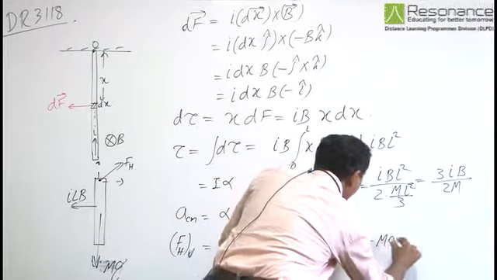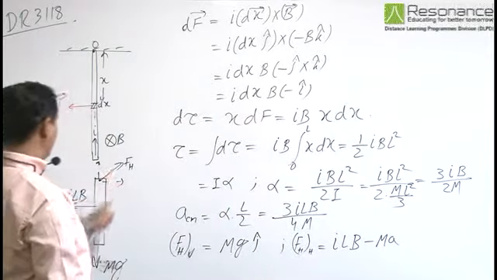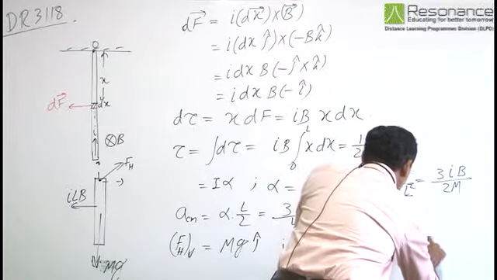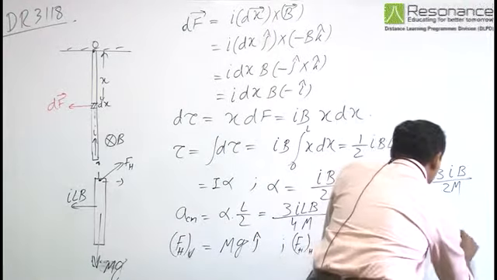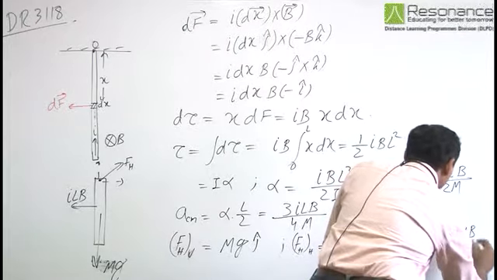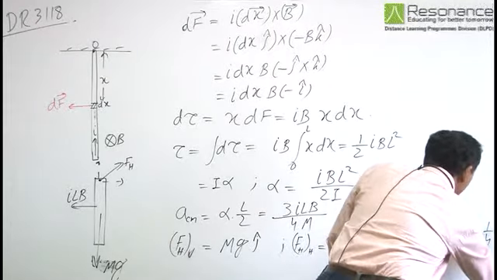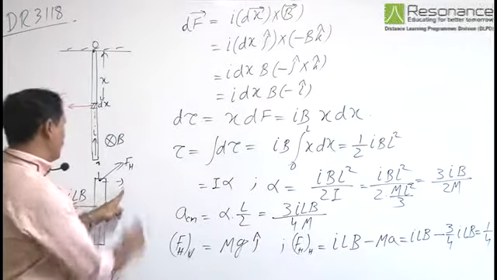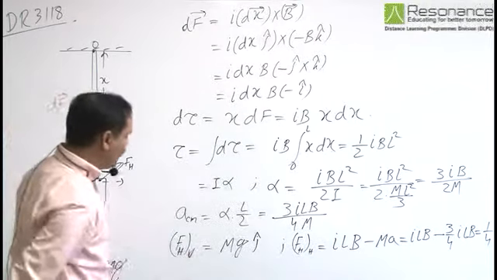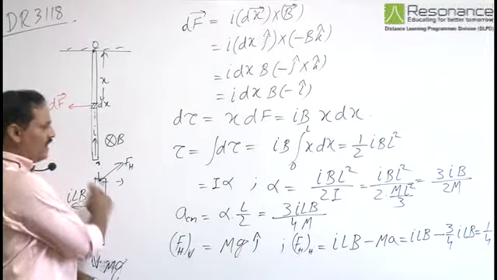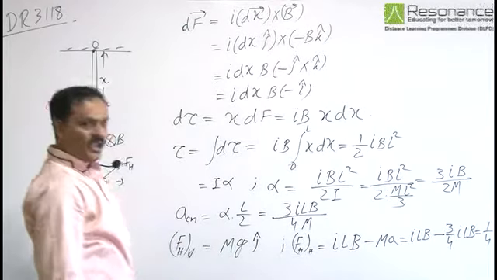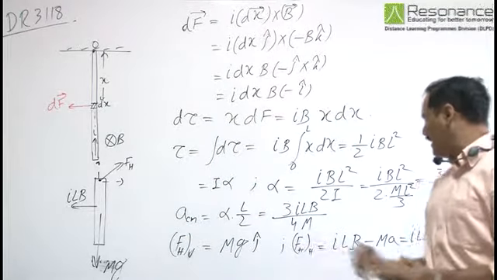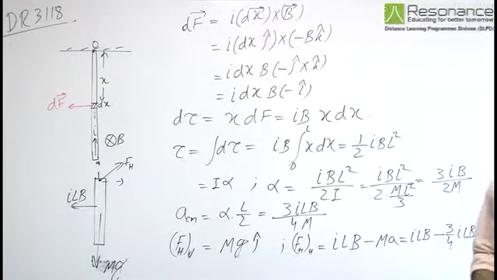The horizontal component of the hinge force is I L B minus M A, as the center of mass is accelerating with A. So this is equal to I L B minus 3/4 of I L B, that is 1/4 I L B. As can be seen, the horizontal component is directed rightward, it is I L B by 4, and the vertical component is directed upward, this is mg. So the hinge force has vertical component mg and horizontal component I L B by 4.